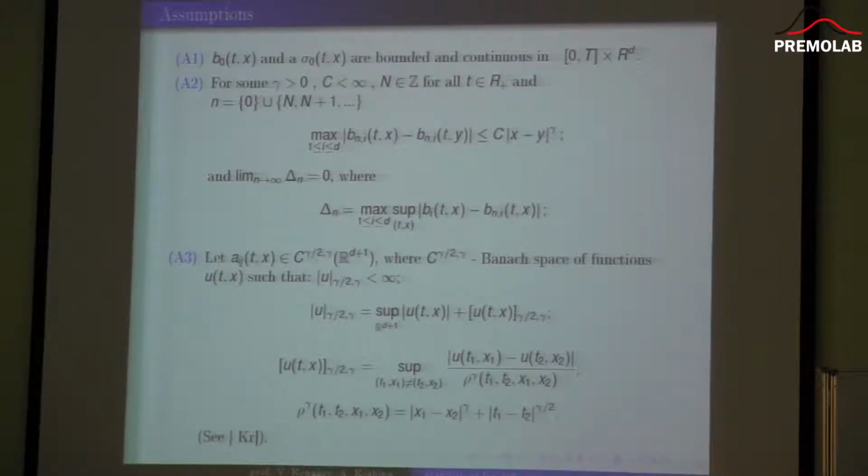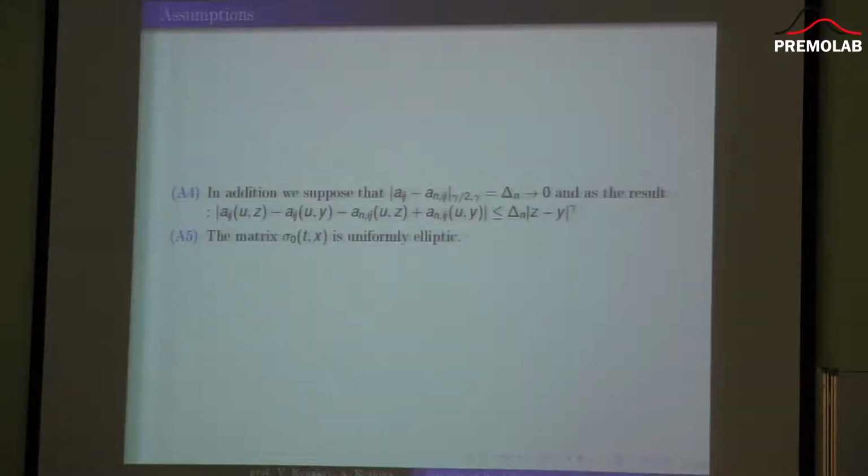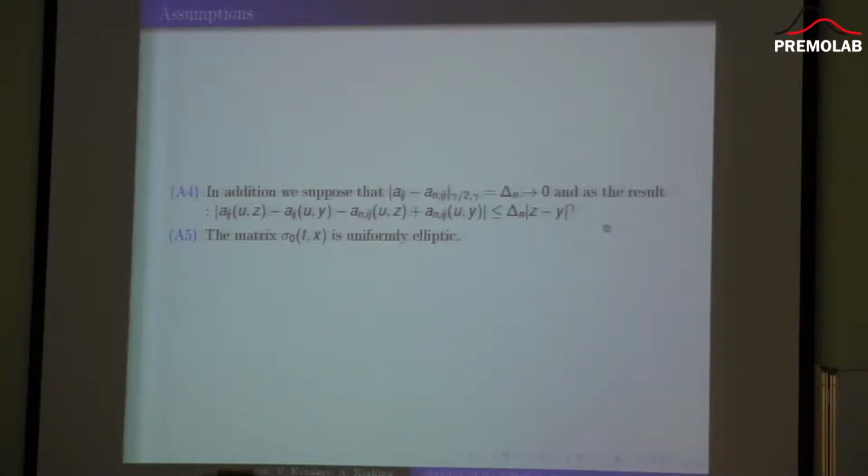And if, in addition, we assume that the coefficients a_ij and a_n,ij are close enough in this norm, we will gain that result. It will be helpful for our further estimations, and also the matrices should be uniformly elliptic.